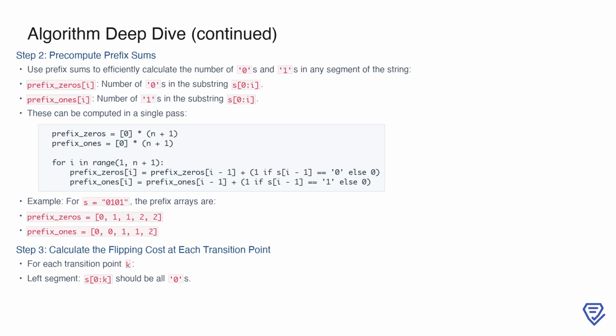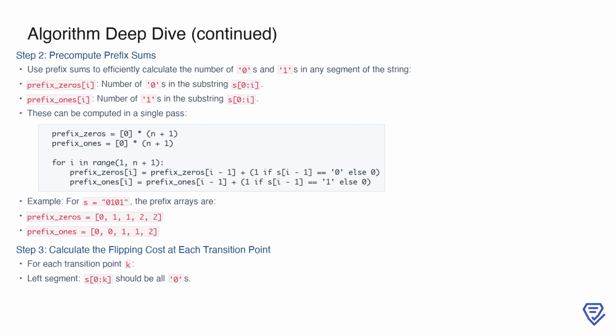To efficiently calculate the cost of flipping at each transition point, we use prefix sums. These help us determine the number of zeros and ones in any segment of the string in constant time. Specifically, we define two prefix arrays, prefix_zeros and prefix_ones. The prefix_zeros array stores the cumulative count of zeros up to each index, while the prefix_ones array does the same for ones. Both arrays can be computed in a single pass through the string.